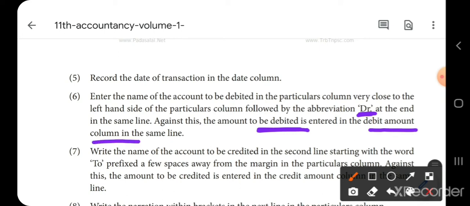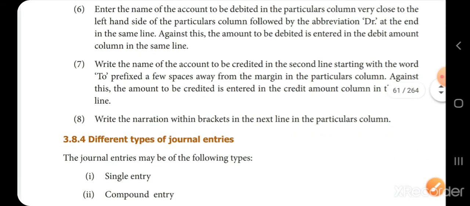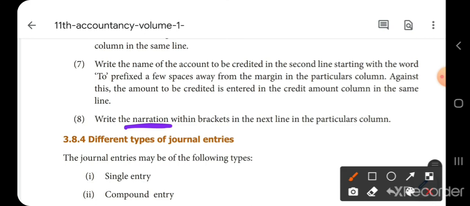Now, write the name of the account to be credited in the second line, starting with the word "To". The account which has to be credited, you should write in the next line. Just leave 1.5 centimeters of space, then write "To", and then write the name of the account which has to be credited. Then write the narration within brackets, a small description about the transaction. That's all.